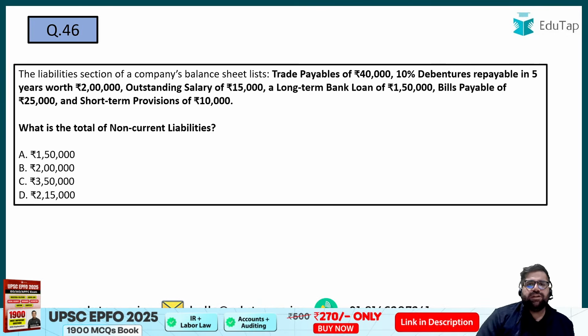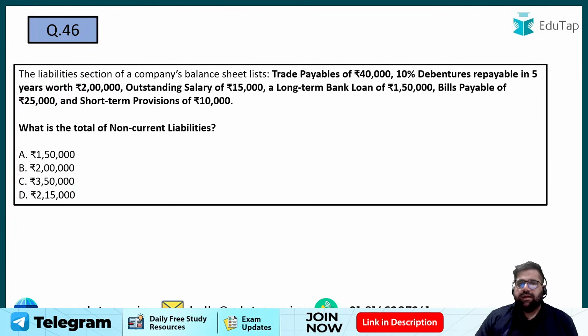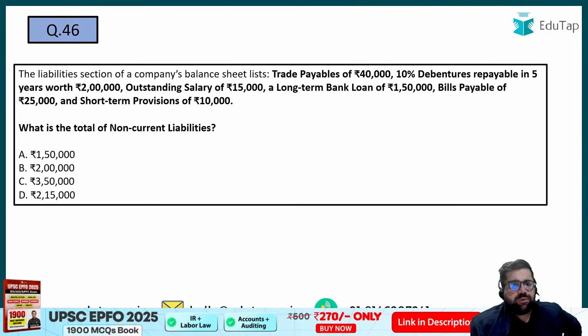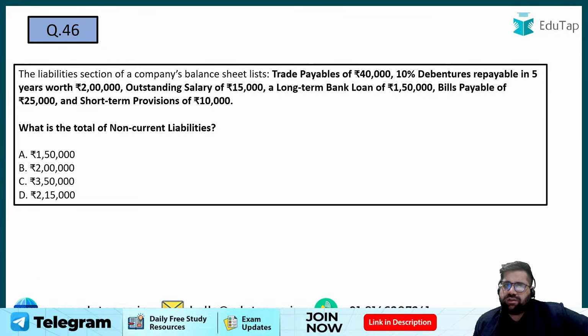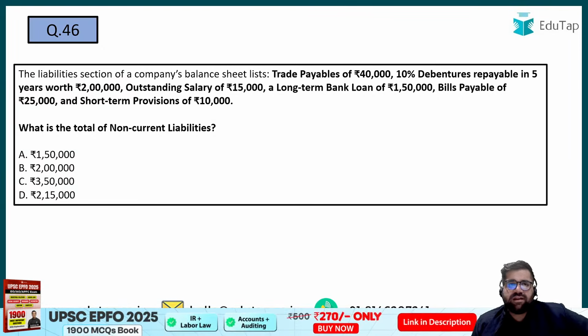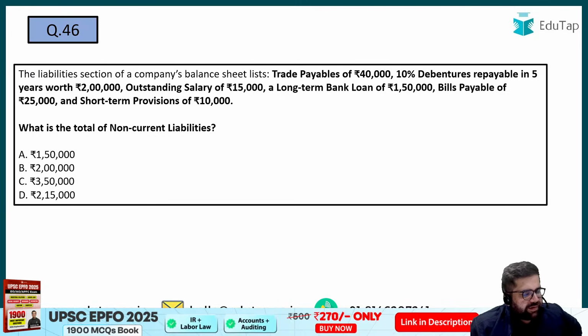Right? Question number 46. Now you have to calculate the answer. The liability section of a company's balance sheet looks like: trade payable of 40,000, 10% debentures repayable in 5 years worth 2 lakhs, outstanding salary of 15,000, a long-term bank loan of 1,50,000, bills payable of 25,000 and short-term provisions of 10,000. What is the total of non-current liability? Today we have 100 questions. Please tell me what is the total of non-current liability?